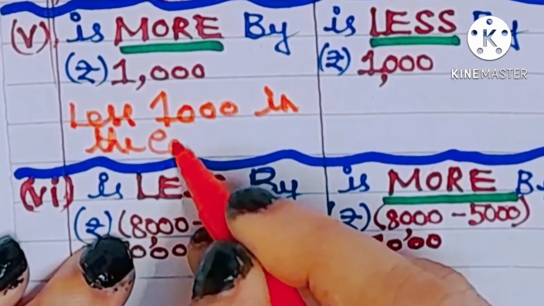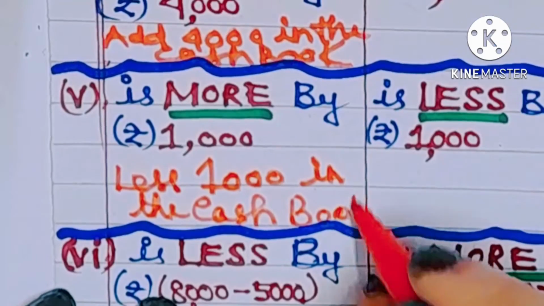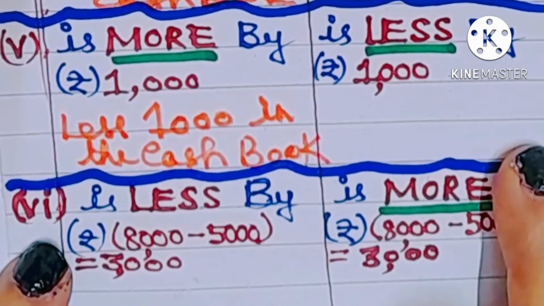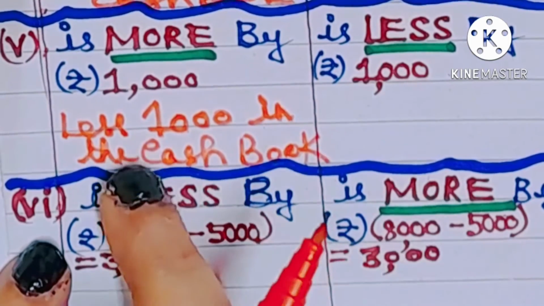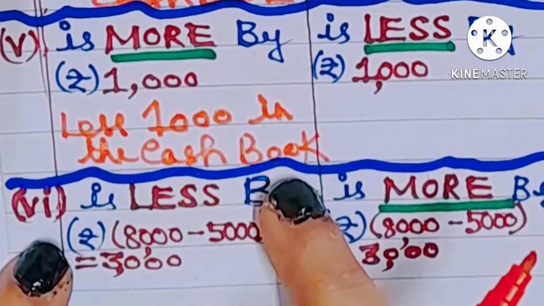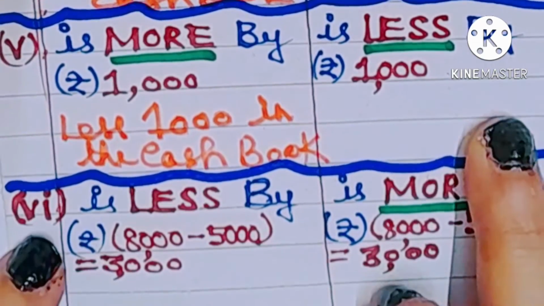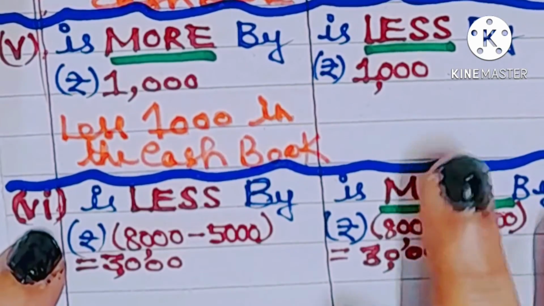Then cash book balance will be equal to passbook. Why? Because passbook balance is less by rupees 1,000 and cash book balance is more by rupees 1,000. So if we deduct rupees 1,000 in the cash book, then cash book balance will be equal to passbook balance. Okay? So we have to deduct rupees 1,000 in the cash book. But let me explain it in Bengali also.